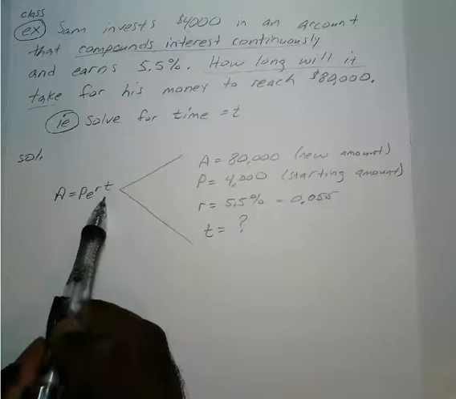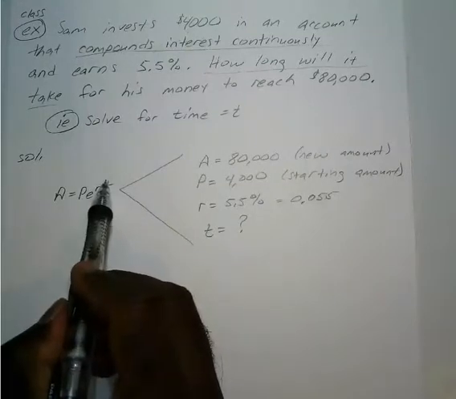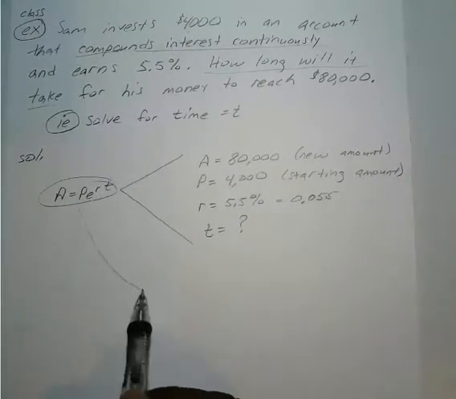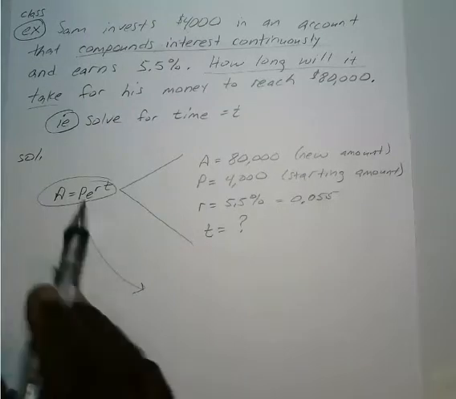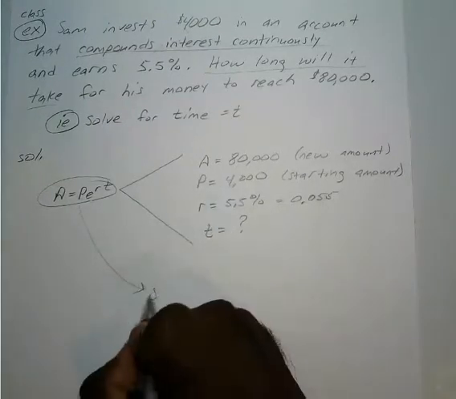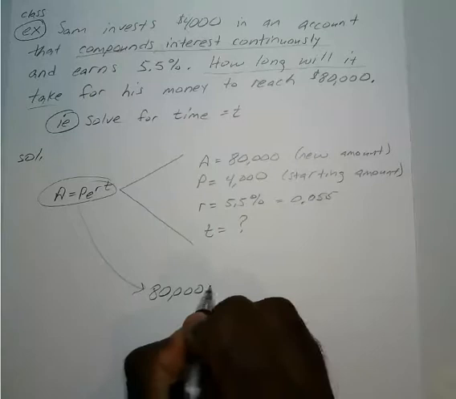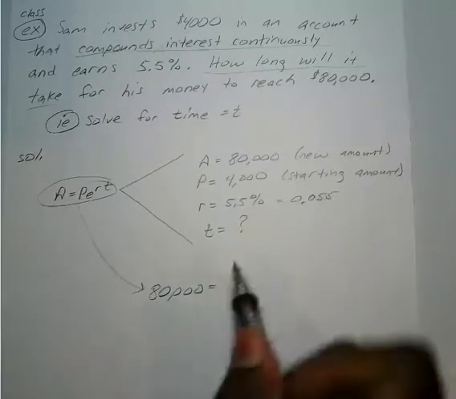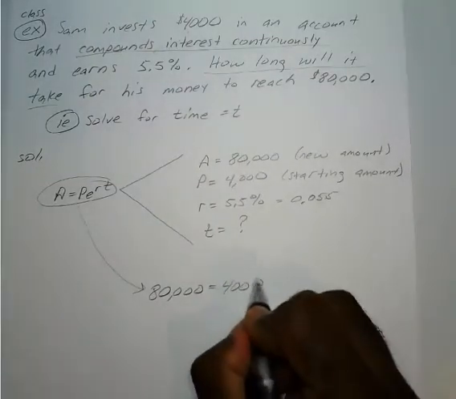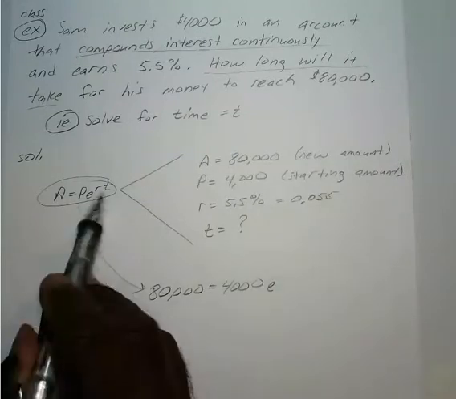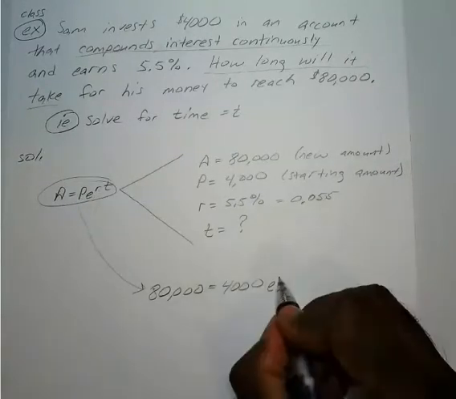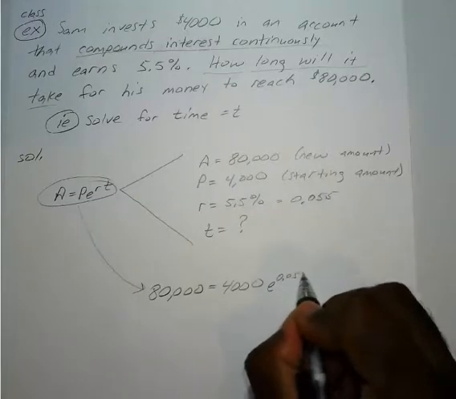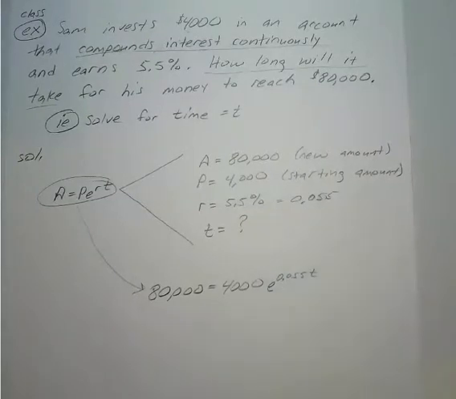Okay, so A equals P times e to the rt. Say that five times fast. Okay, our A is equal to 80,000. So that's 80,000 equals, your principal is 4,000, times e to the power of r times t. So that's 0.055 times t. Okay, so we just went ahead and plugged everything in from that problem.